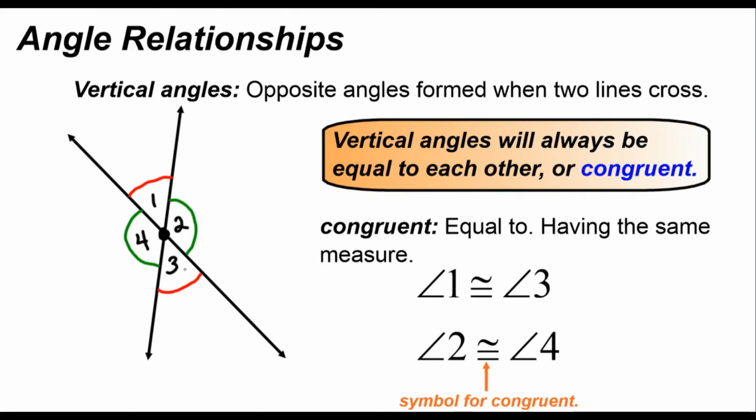You'll notice that the opposite angles, or angles on opposite sides of the vertex from each other, are the same angle. So vertical angles will always be equal to each other, or congruent. Congruent in geometry means equal to or having the same measure. Angle 1 and angle 3 are vertical angles, and they are also the same measurement, or congruent. The way we show that is using this notation right here. We say angle 1 is congruent or equal to angle 3. And that little equal sign with a squiggly over it is the symbol for congruent.